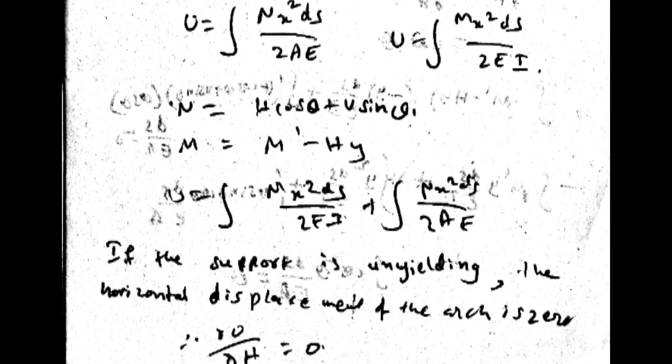If the support is unyielding, then the horizontal displacement of the arch is 0. Therefore, dou U by dou H equals 0. Dou by dou H integration Mx square ds by 2EI plus dou by dou H integration Nx square ds by 2AE equals 0. Therefore, we can take dou by dou H inside. Then we will get integration 2 Mx dou Mx by dou H ds by 2EI plus integration 2 Nx dou Nx by dou H ds by 2AE equals 0.